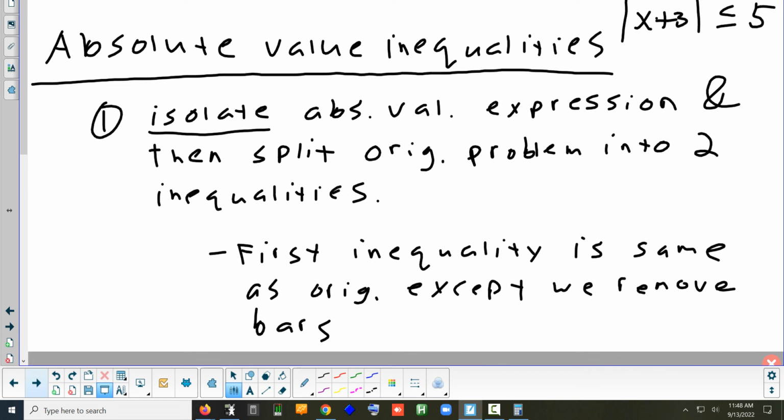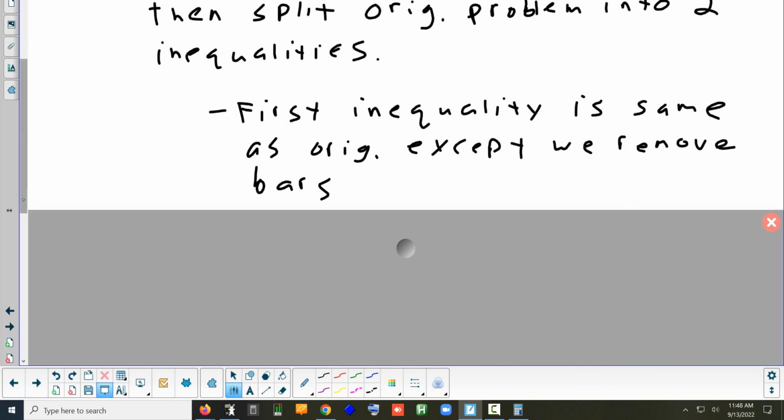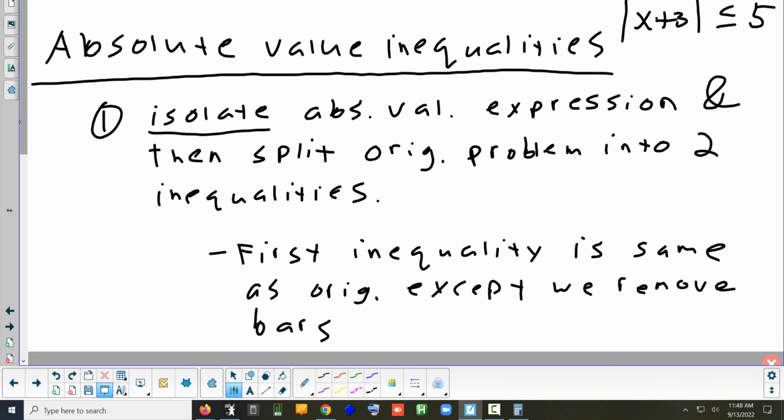Can I guess the other one? Sure. Is the other one going to be x plus 3 is greater than or equal to 5? Or -5? -5. Yep. So that's the second one, the sign, right? Yep.